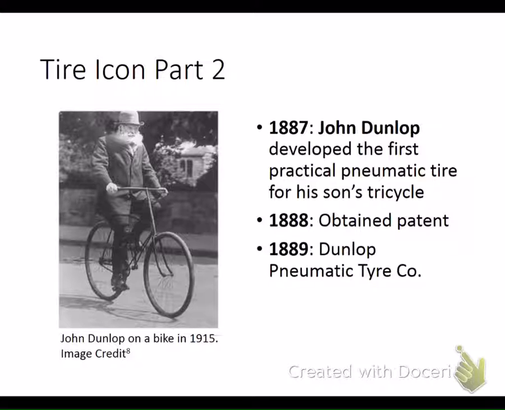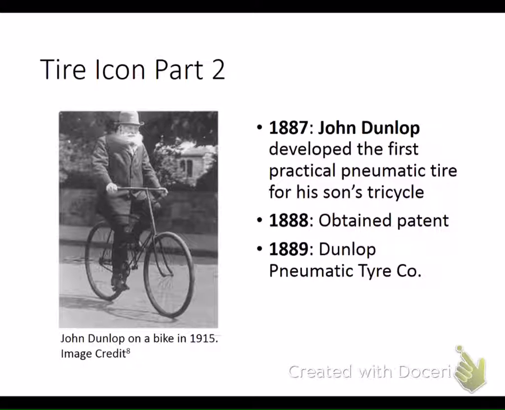Tire icon 2 is John Dunlop. In 1887, he was credited with developing the first practical pneumatic tire for his son's tricycle, actually. So there were other people trying to work on pneumatic tires, or tires that had air in them, but he's the one who's credited with having the first practical one that most modeled tires after.